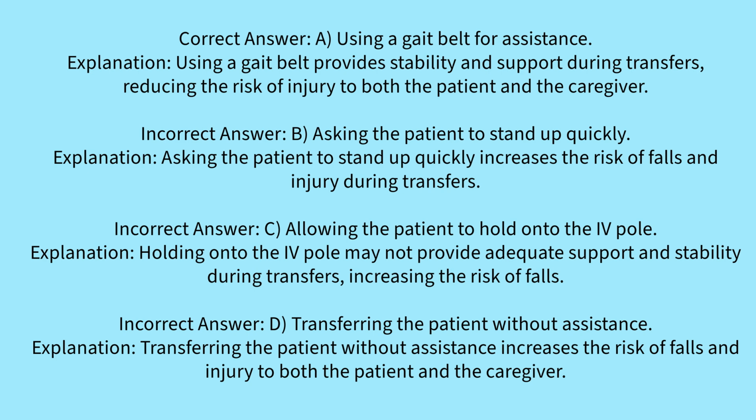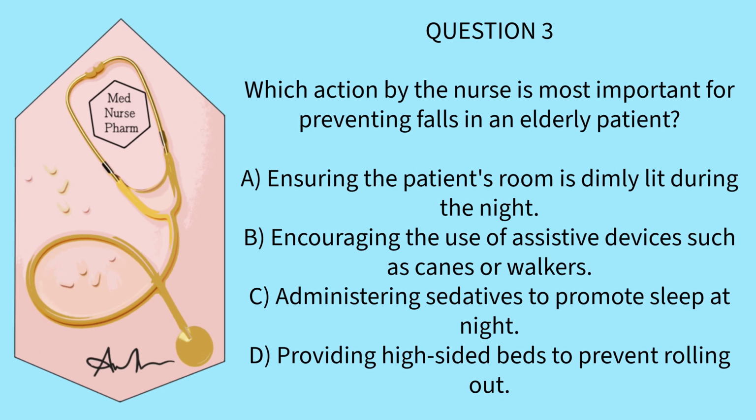Using a gait belt provides stability and support during transfers, reducing the risk of injury to both the patient and the caregiver. Question 3. Which action by the nurse is most important for preventing falls in an elderly patient? Ensuring the patient's room is dimly lit during the night, encouraging the use of assistive devices such as canes or walkers, administering sedatives to promote sleep at night, providing high sided beds to prevent rolling out. Pause the video and select your answer.